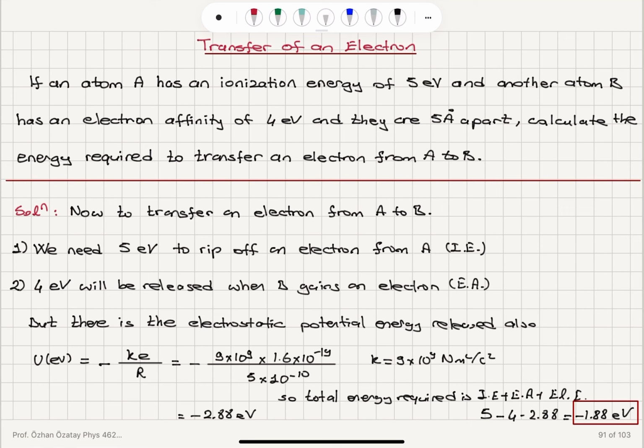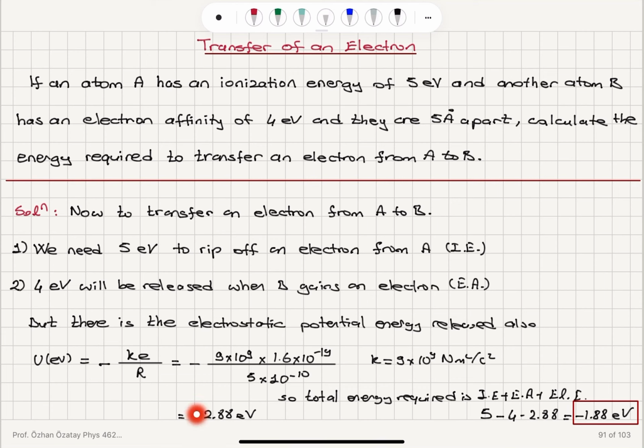Okay, so we are trying to transfer an electron from atom A to atom B. Atom A has ionization energy 5 electron volts, B has electron affinity 4 electron volts, and they are at 5 angstrom distance. First, we supply 5 electron volts ionization energy to atom A to ionize it. Then we release 4 electron volts when B gains the electron. Then we bring them together from infinite separation to 5 angstrom distance because we have an attractive potential here.